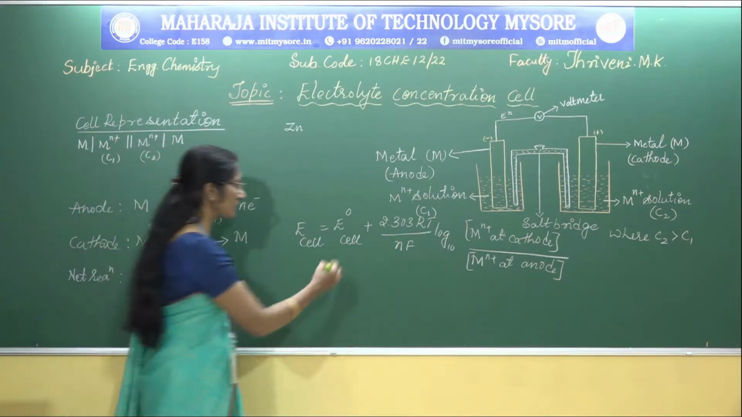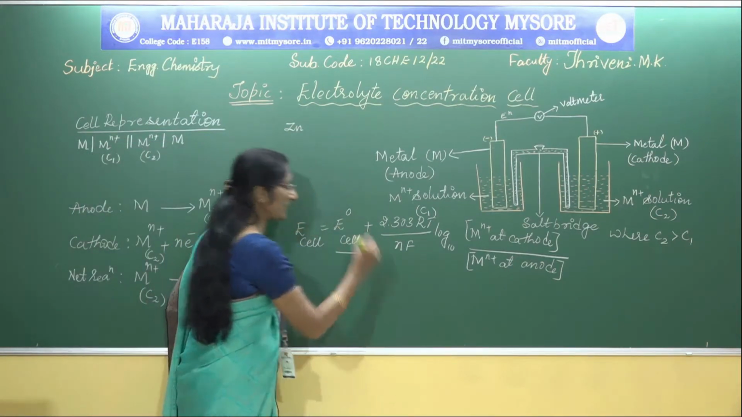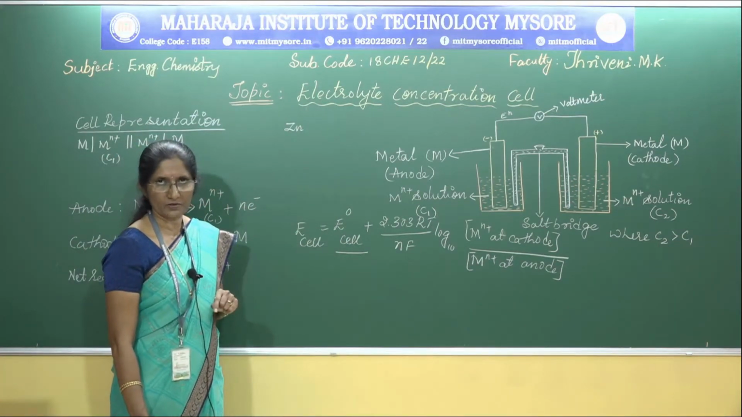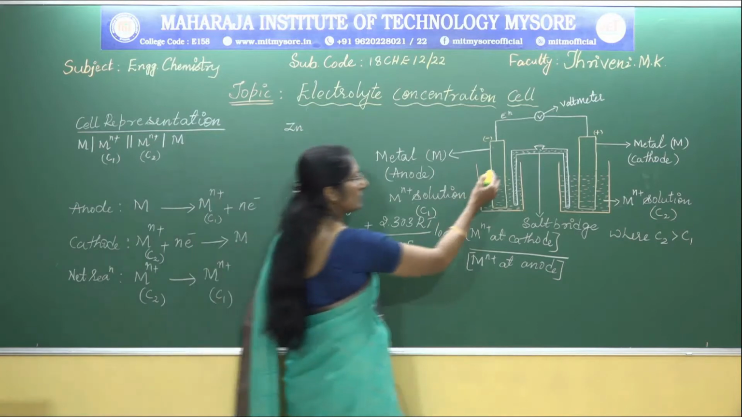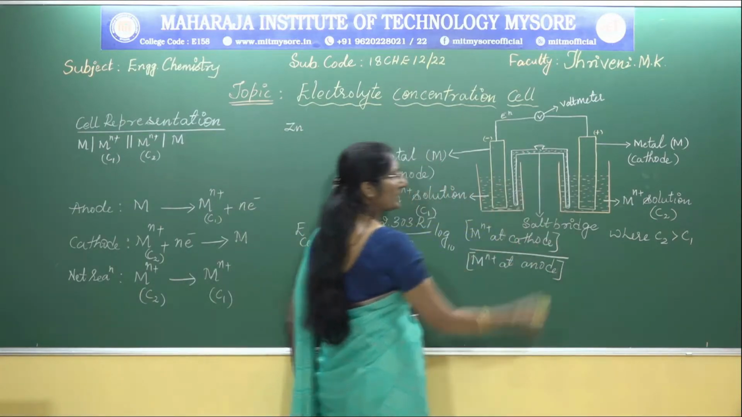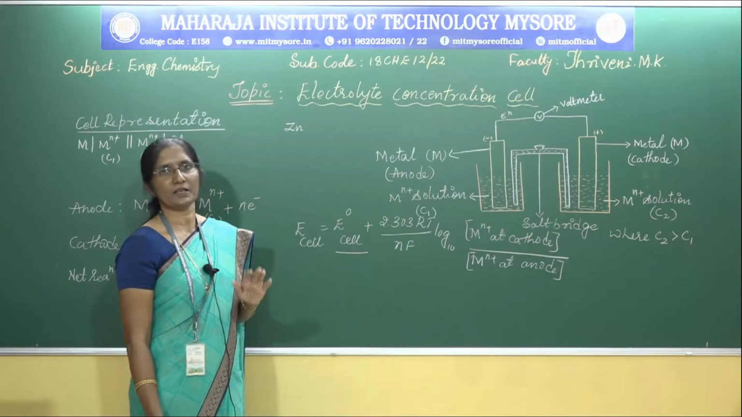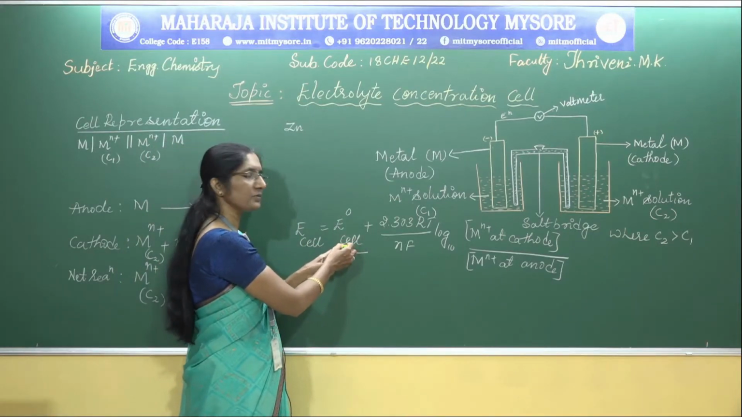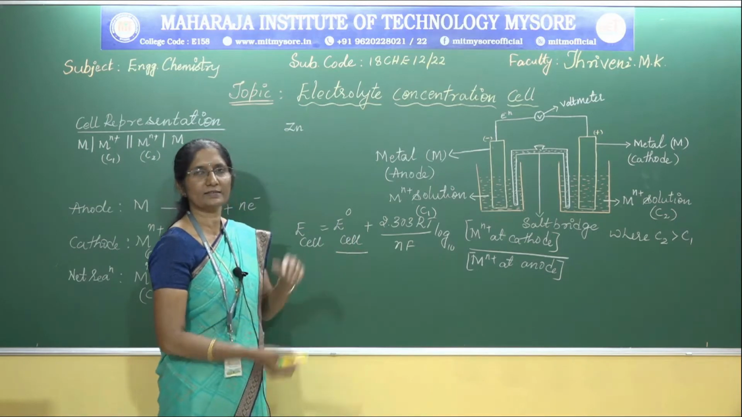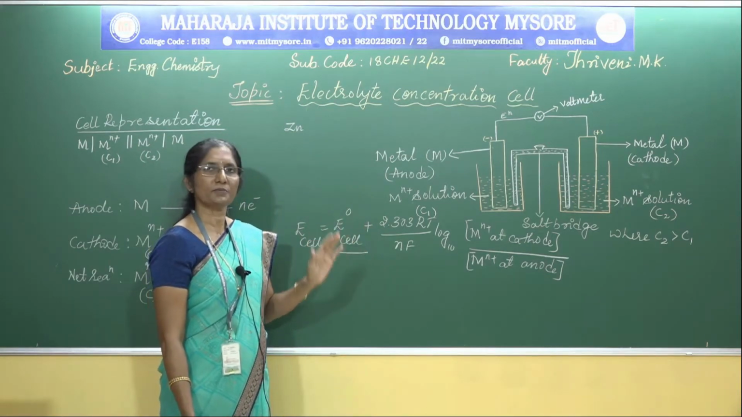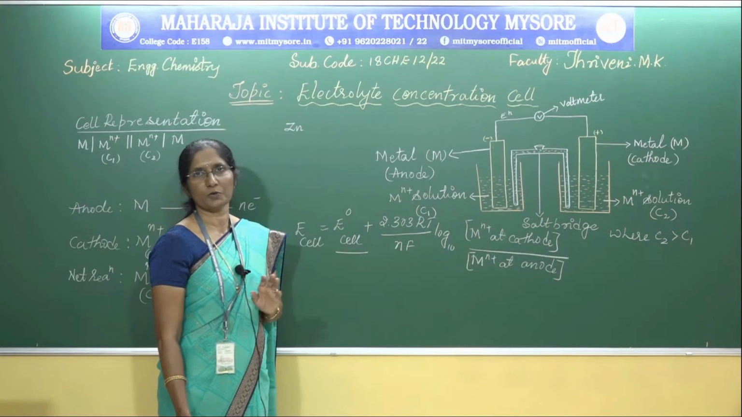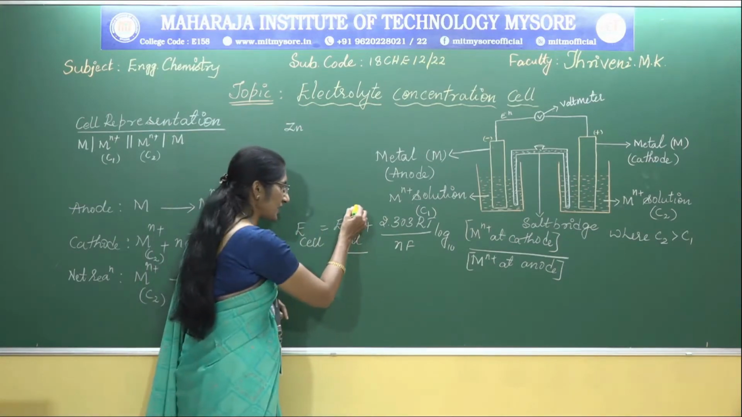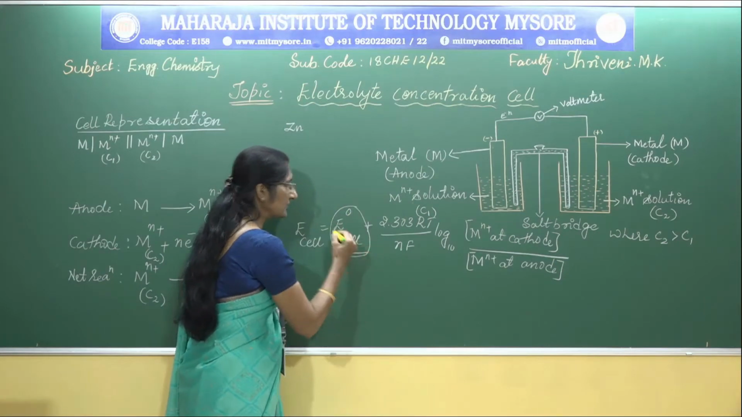For an electrolyte concentration cell, E0 cell is 0. Why is E0 cell 0 for an electrolyte concentration cell? Observe that here both the electrodes are made up of the same metal, so their electrode potential is the same. The expanded form of E0 cell is the standard electrode potential of the cathode minus the standard electrode potential of the anode. So, for an electrolyte concentration cell, the E0 cell value is 0.